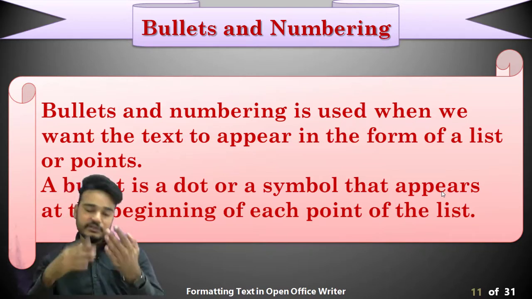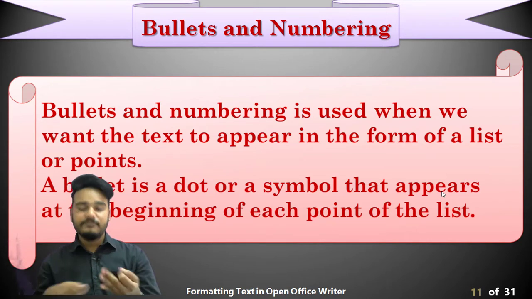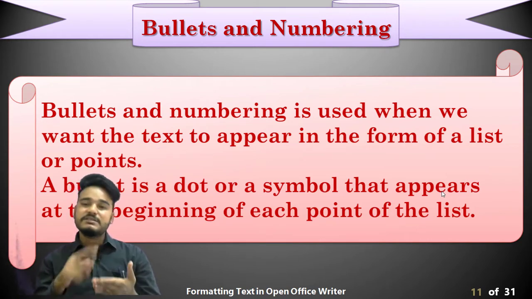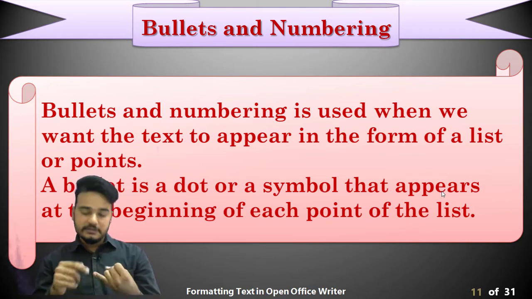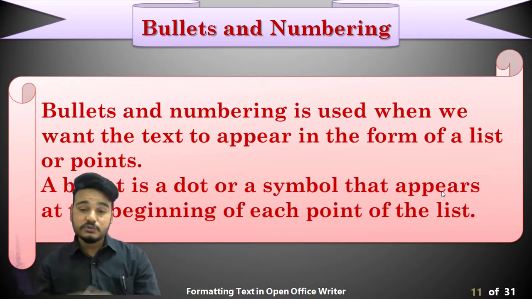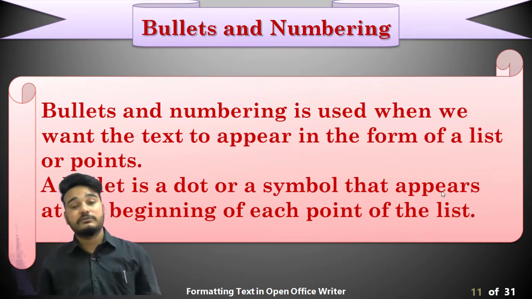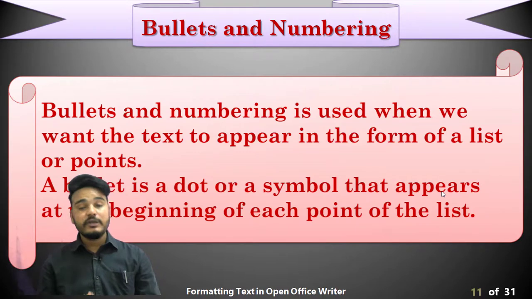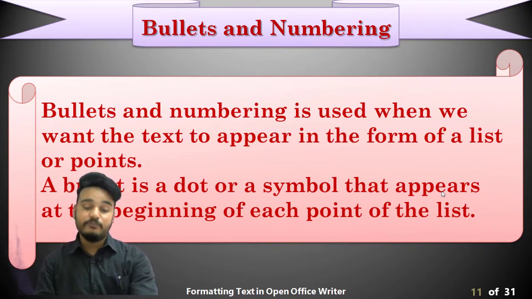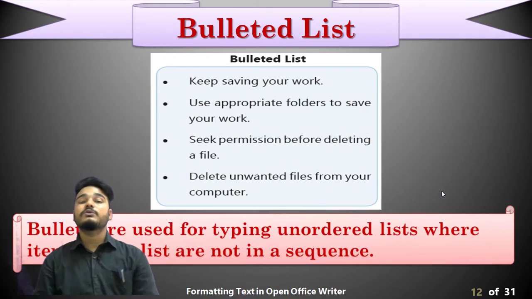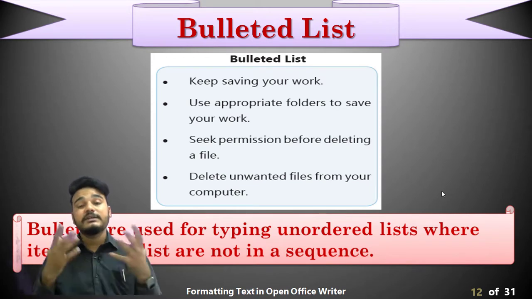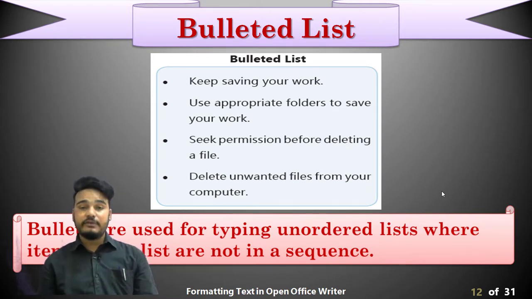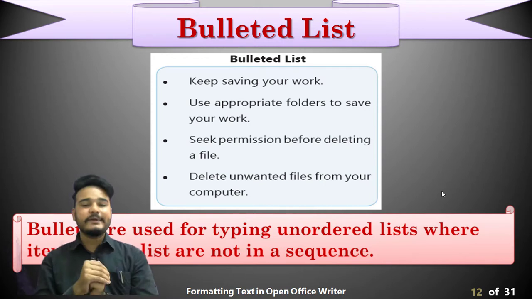And in numbering, there may be numbering of 1, 2, 3, like ABC, small abc, capital ABC, then we have another option for numbering. Okay, that option also we can use. Now bulleted list, here in that figure you can check one box is given of bulleted list.